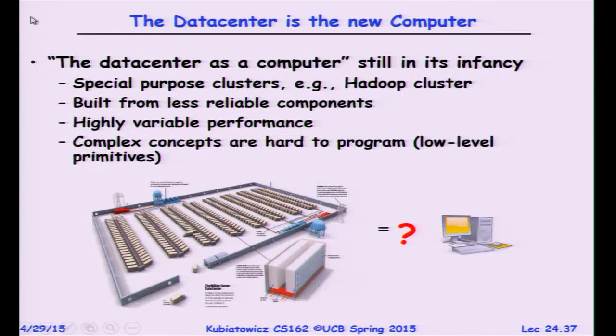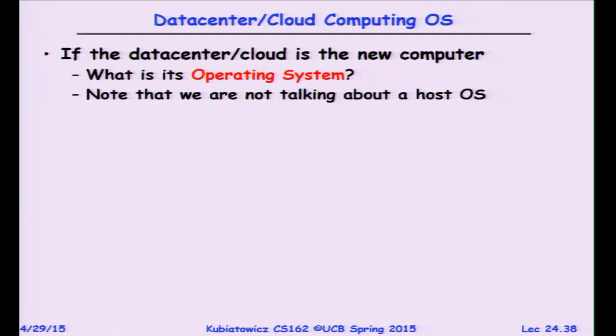In the early 2000s, this was a buzzline: data center is a computer. But now it's really true. Here's this huge machine room, and this is treated as one computer that's built from less reliable components. The performance varies all over the place, and it's really hard to program in many cases, but that is a cloud center. And if the data center or cloud is the new computer, what's the operating system?